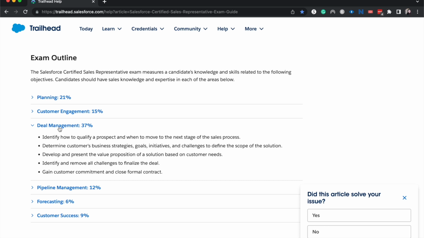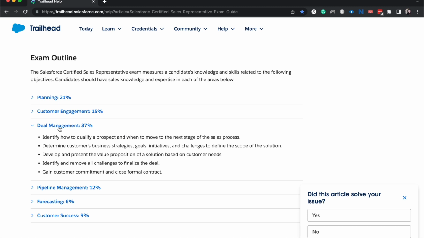So I would recommend understanding what each step of the stage of the sales process is, as well as when you should keep those moving. And then it's going to talk about engaging with the customer to determine their goals, initiatives, challenges, and scoping out a solution. Again, this is going to be asking really thought-provoking questions to the customer to help understand how your product can best be positioned to solve their issues. And then again, it's going to talk about value proposition, saying this is why our product is the best to help you solve business problems.